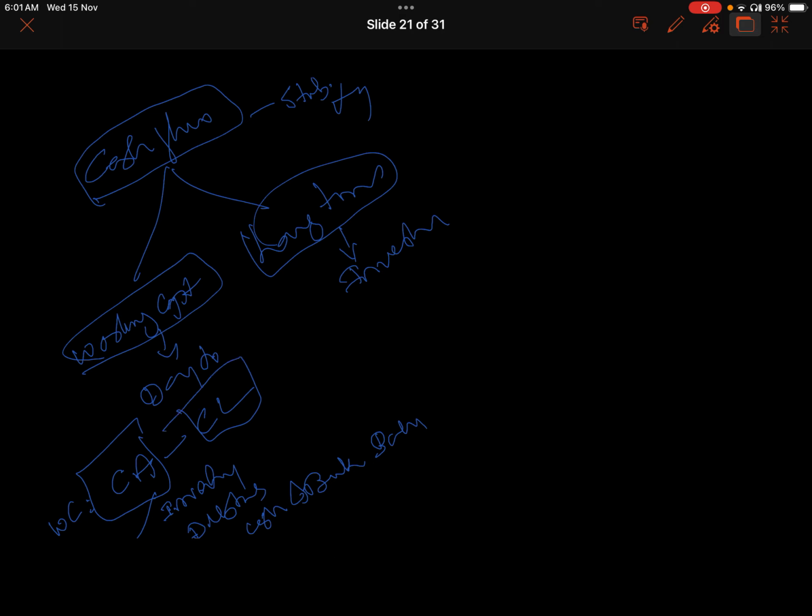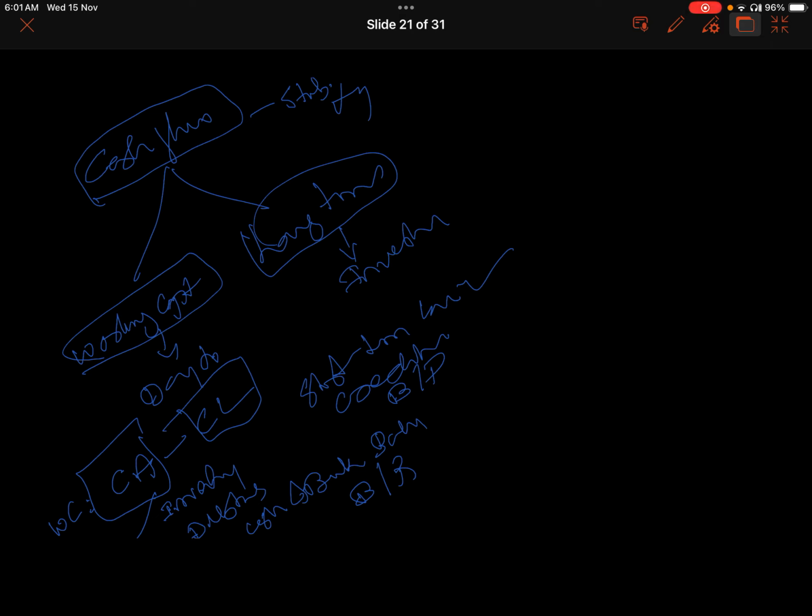Current liabilities include your short-term loans, the loans which are due within 1 year, and then creditors and bills payable, with bills receivable on the asset side. All those things, the company should maintain a proper working capital balance.